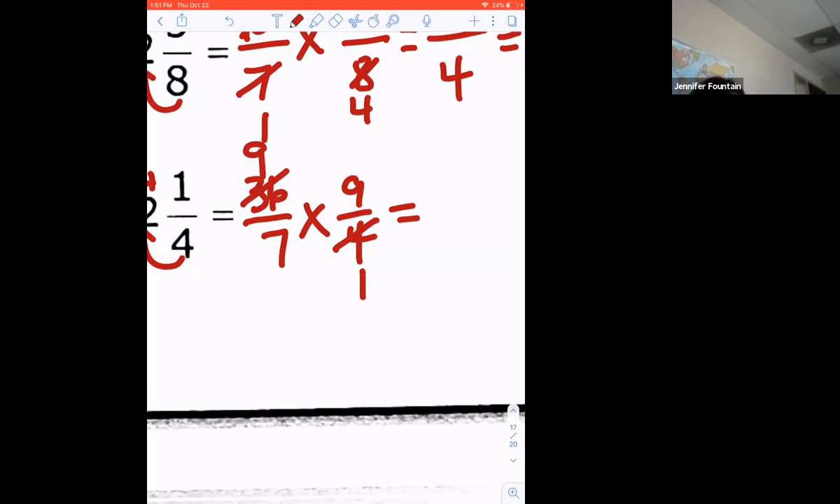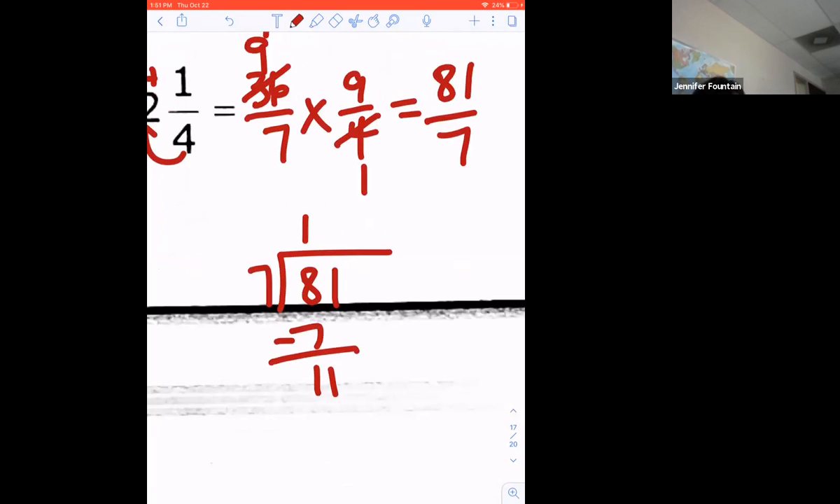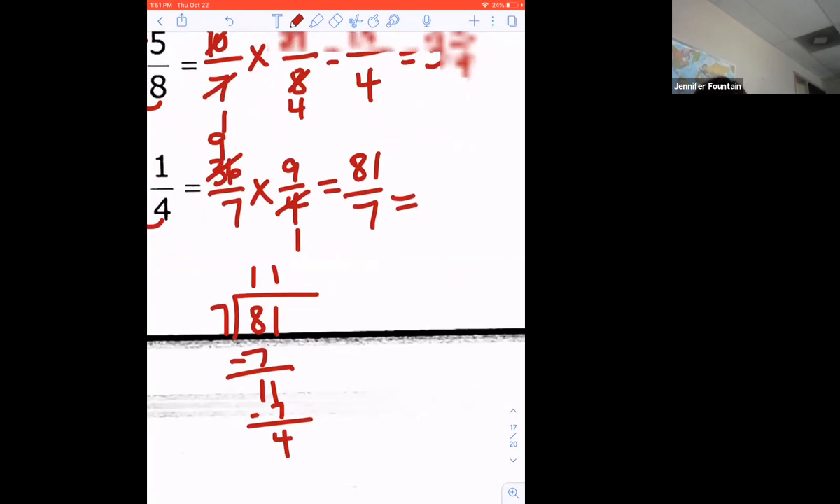So now I have 9 times 9 is 81 over 7. So I'll do 7 into 81. 7 will go into 8 one time. That's going to give me 11. 7 will go into 11 one time. 1 times 7 is 7, and 11 minus 7 is 4. So my whole number is 11. My remainder becomes my numerator, and I keep my denominator.